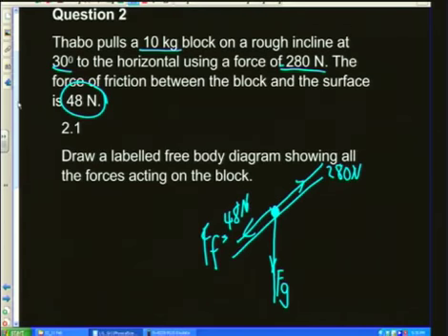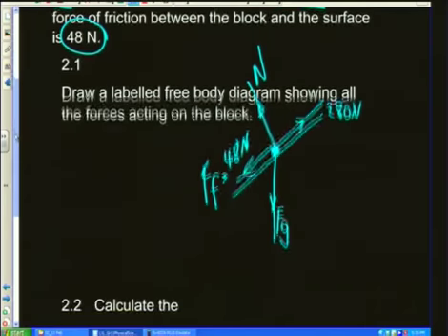Now there is the normal force. The normal force is perpendicular to the plane, so I would draw it like that. So there is your normal force. So you have those forces there.